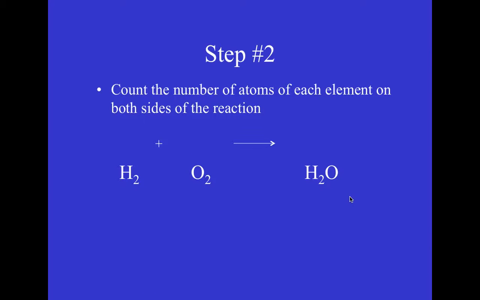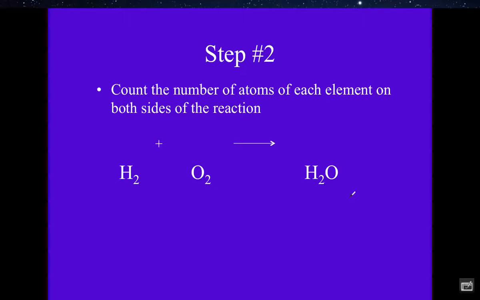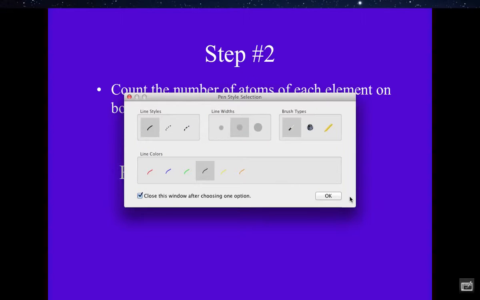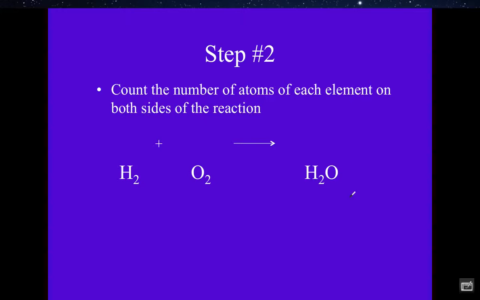Now, step 2 is where you will pick up this process, where you have to count the number of atoms of each element on both sides of the reaction. And we call this taking the atom inventory. And this is how it works. You find the arrow and you actually draw a vertical line. And that helps you to visually separate your reactant side from your product side.